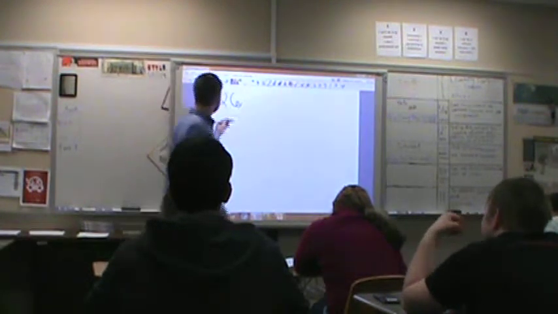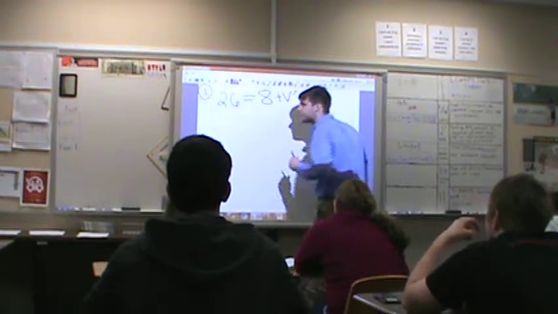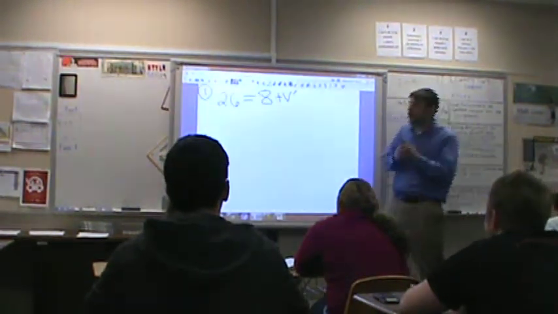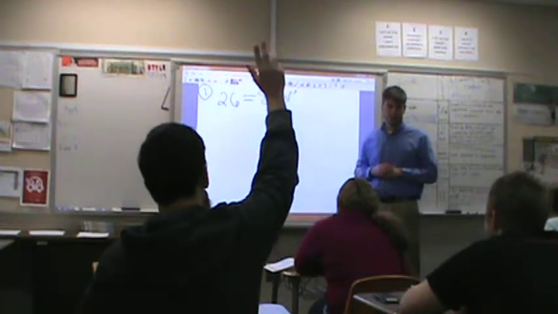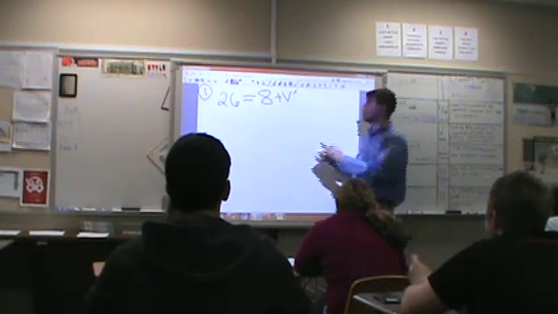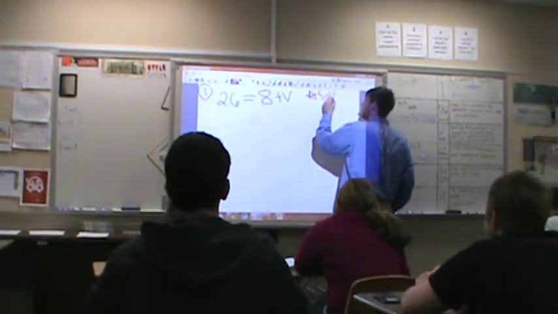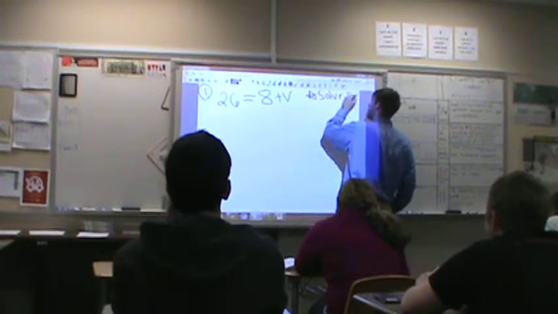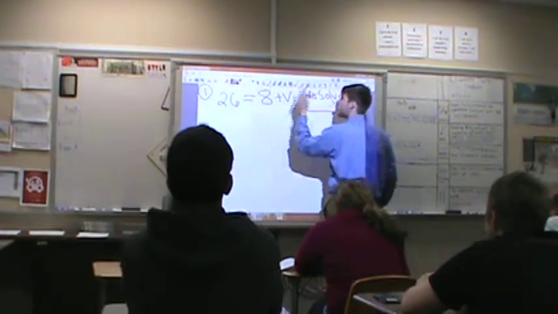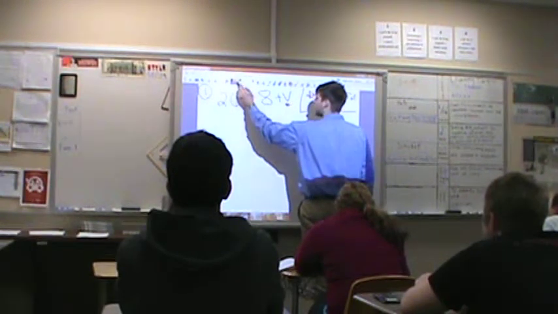26 equals 8 plus v. Okay, what is our variable? Grace? V. Perfect, v is our variable. So in this problem, we want to solve for v. We want to know what v is. That's our variable.